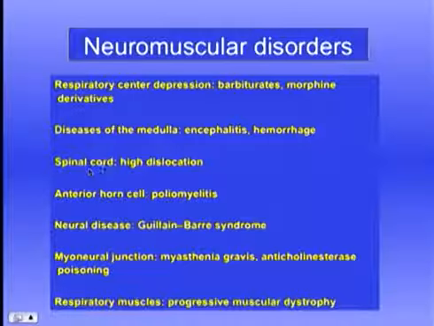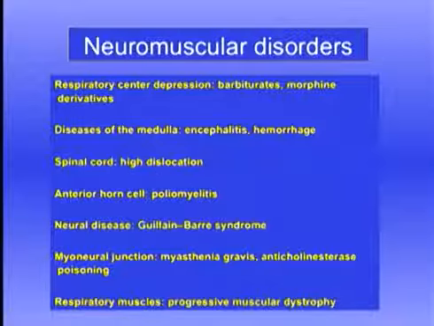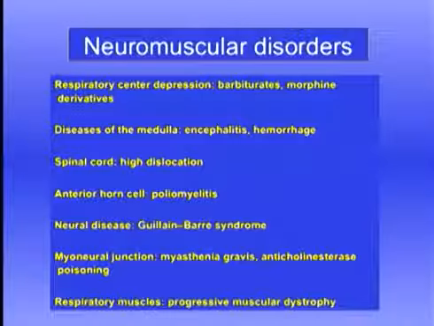Going down the spinal cord a bit, we can get a high dislocation of the spine with damage to the spinal cord, and of course that can affect the nerves going to the muscles of respiration, although we should remember that the diaphragm is innervated by the phrenic nerves coming from C3, 4 and 5, so the damage to the spinal cord has to be very high before it's going to affect the phrenic nerves.